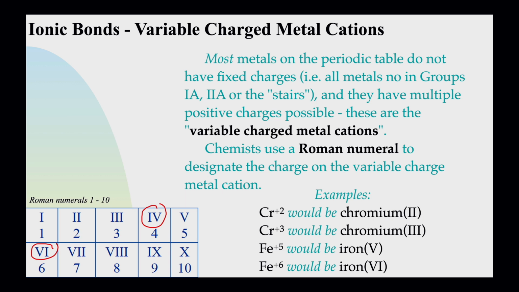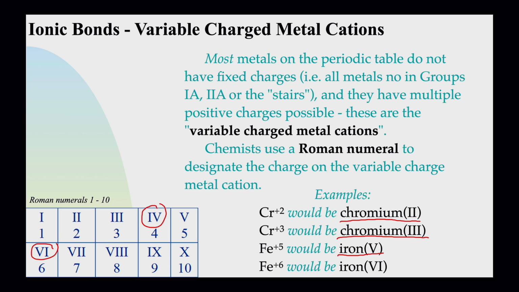Here are some examples of how we can use it. Chromium and iron are both in the transition metal region of the periodic table. They're both variable charge. For example, chromium is sometimes +2 and sometimes +3. If you're going to talk to a chemist about a chromium with a +2 charge, you would refer to it as chromium Roman numeral 2 in parentheses like that. Chromium with a +3 charge would be chromium Roman numeral 3. Again, notice the parentheses. Those are really important. Here are some examples with iron. Iron +5 would be iron with a Roman numeral 5.